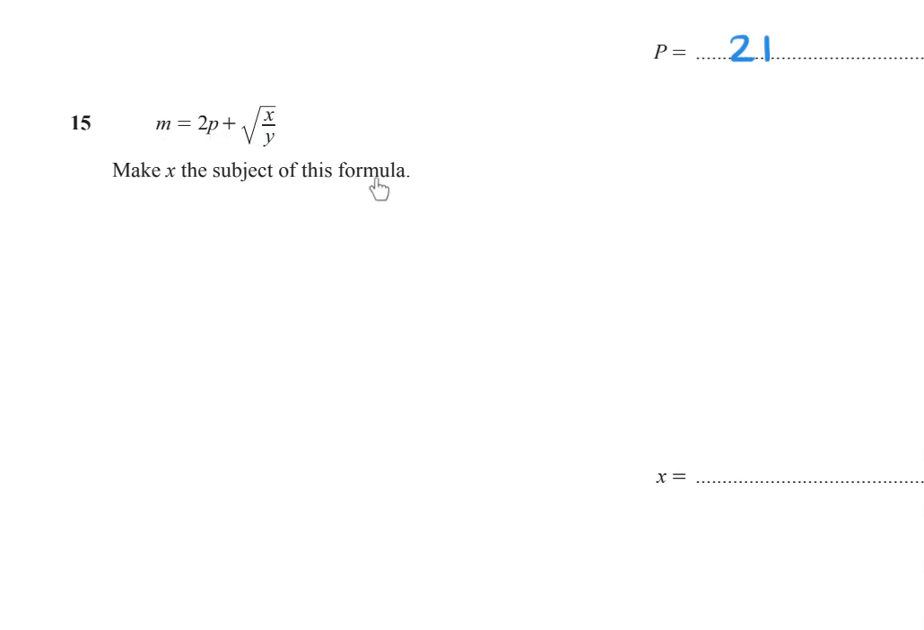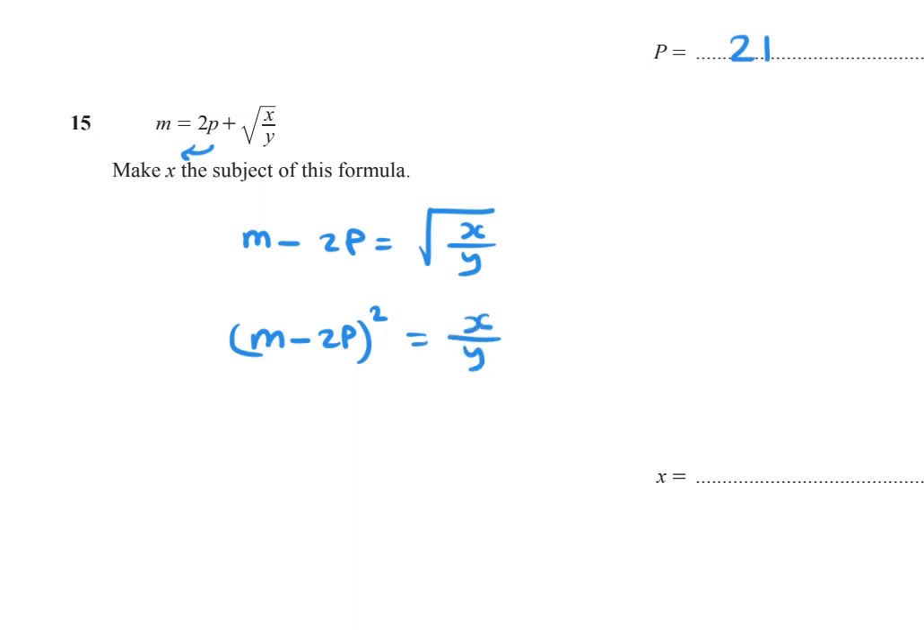Number 15. m equals 2b plus square root of x over y. Make x the subject of the formula. So we can transpose 2b to the other side. So m minus 2b equals square root of x over y. Now square both sides. So m minus 2b all squared equals x over y. Now transpose y to the other side by multiplication. So y times m minus 2b all squared equals x. So x equals y times m minus 2b all squared.